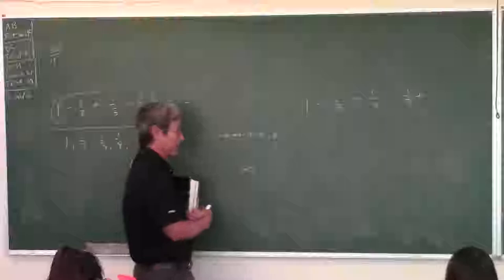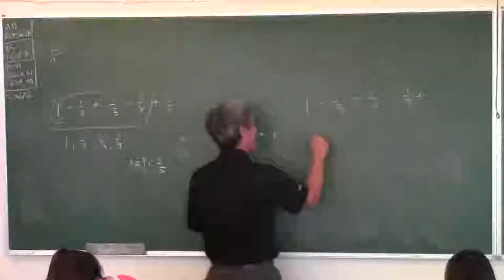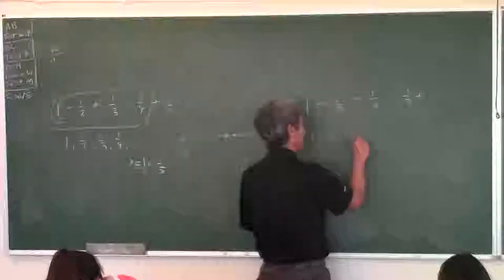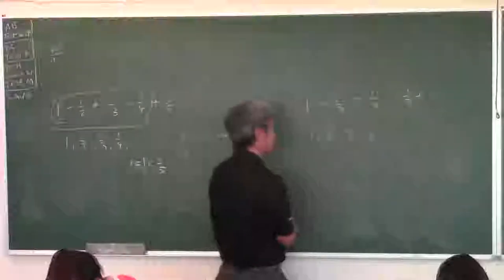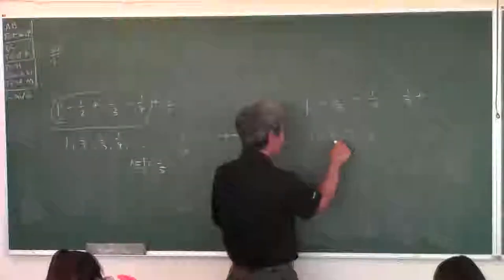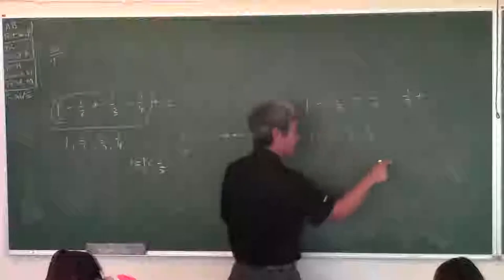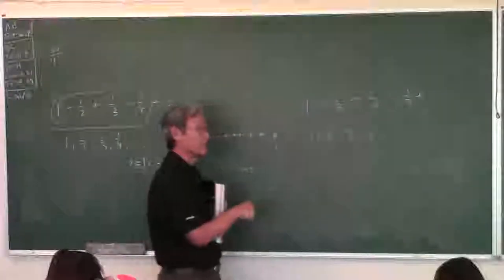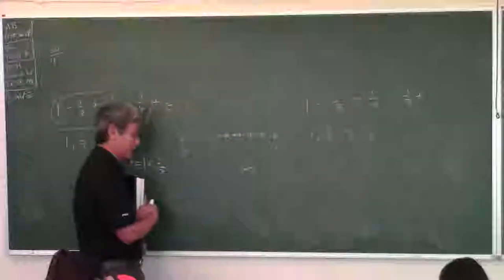If you think of this as a sequence, 1, 1/3, 1/5, all the positive ones like that, is each term greater than or equal to the next one? Yeah. Is it going to zero? Yeah. Yes, this thing converges. So you would say it converges by the alternating series theorem.